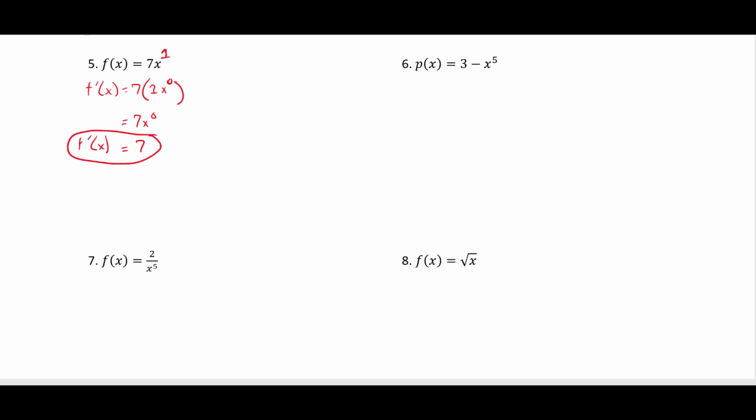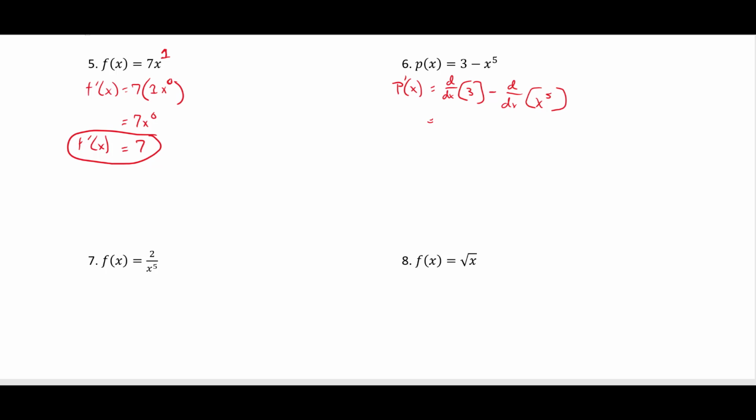All right, number 6, p of x equals 3 minus x to the 5th. Now we have a difference of functions here, so we have to use our sum and difference rule, in this case the difference rule, because we have a difference. What the difference rule tells us is that p prime of x is going to equal the derivative with respect to x of 3 minus the derivative with respect to x of x to the fifth. And so now we just differentiate individually. So the derivative with respect to x of 3, so 3 prime, if you want to think of it that way.